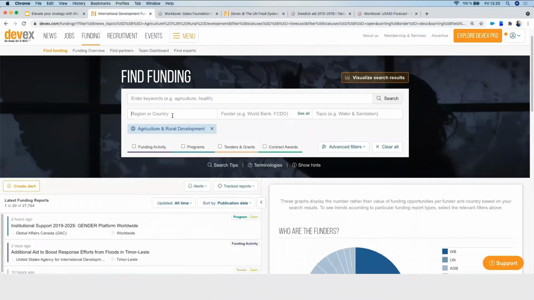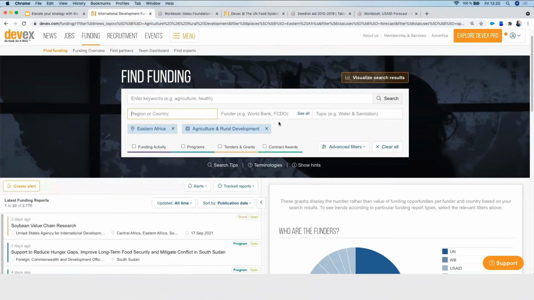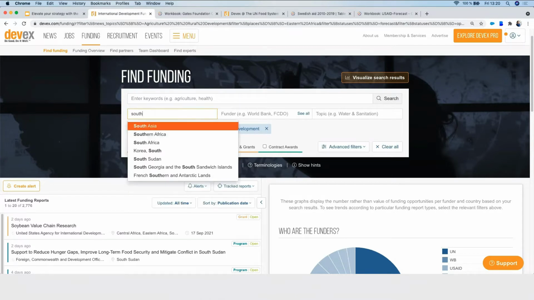And then we also said that this INGO was looking for both funding in Eastern Africa and South Asia. We'll start with Eastern Africa and add South Asia now.